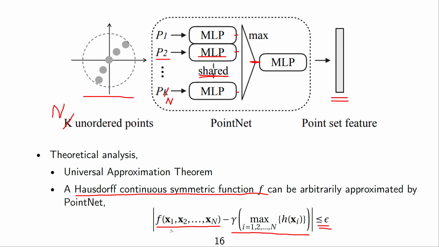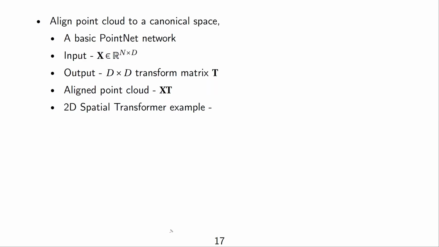For the details, please refer to the PointNet paper. The other component that the authors propose is a spatial transformer. A spatial transformer takes an arbitrary input point cloud and tries to align it somehow. So this is a bit unclear what that means.